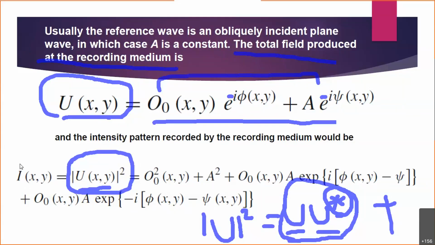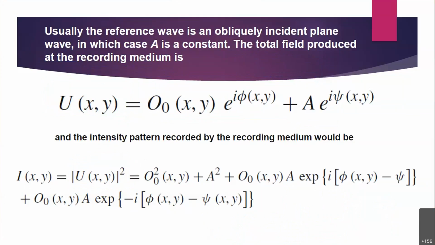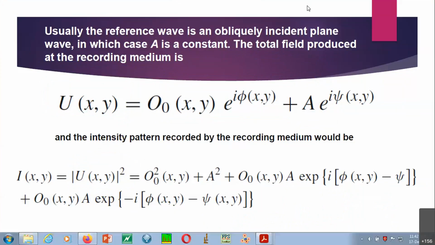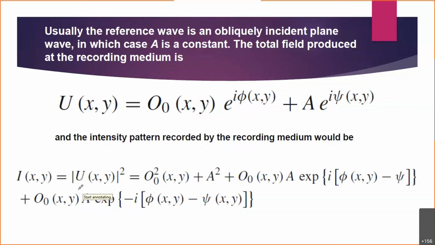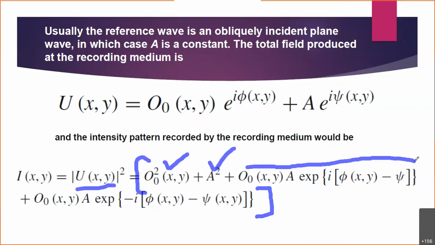This part I'm not going into the detail because this is the mathematics part up to the 12th level. I have given you the idea how to open this mod of U square. You just open it and multiply with the remaining terms, and these are the things you will get up to here. Look at the first term, that will be O naught square. Second will be A square. The third term will be this much, and the fourth term will be from here to this one. So we are getting four terms.